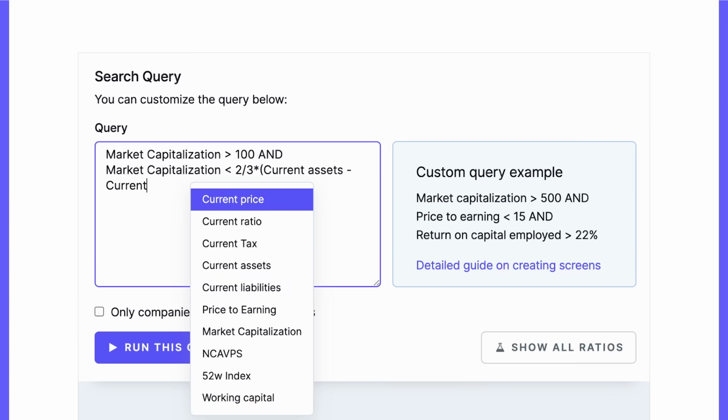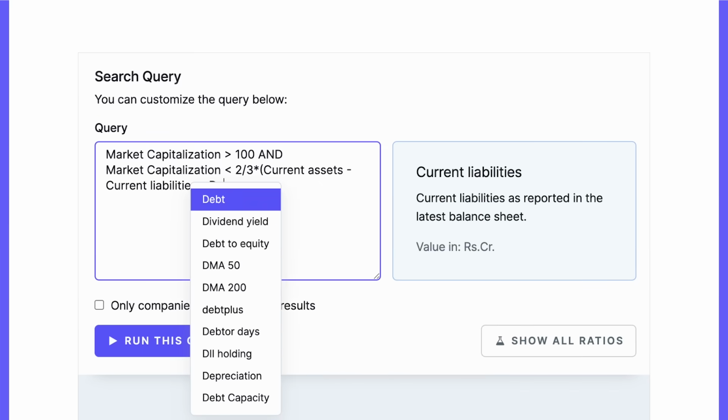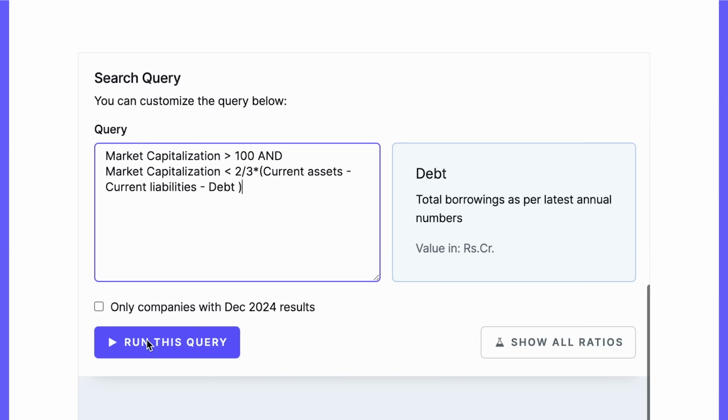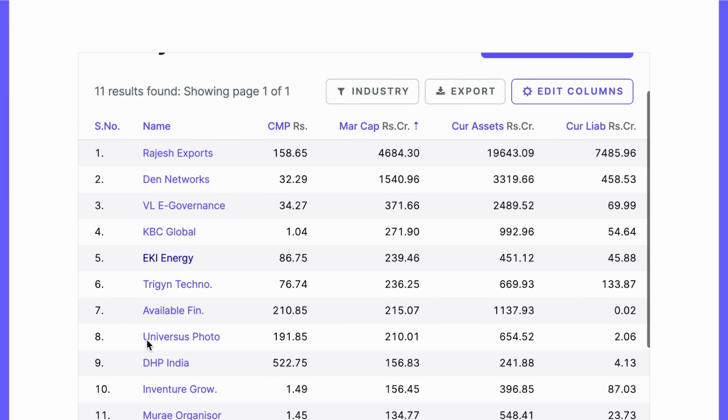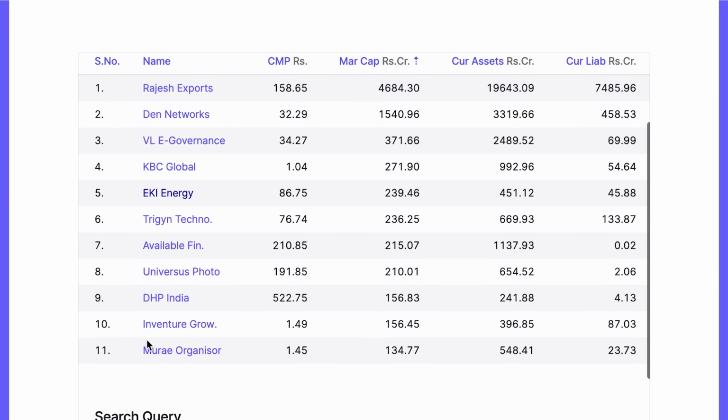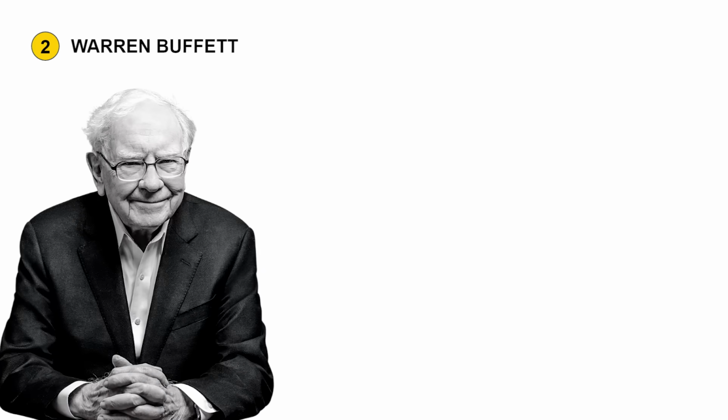So on a screener, we have market cap is less than 2/3 of the net current assets, and the resulting companies, I wasn't expecting so many. So these companies are undervalued as per Benjamin Graham. Behind door number 2 is the Warren Buffett method.